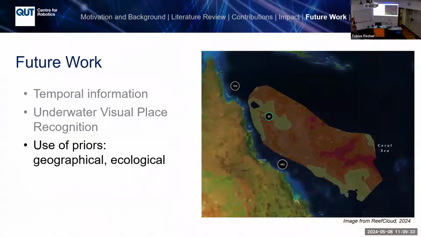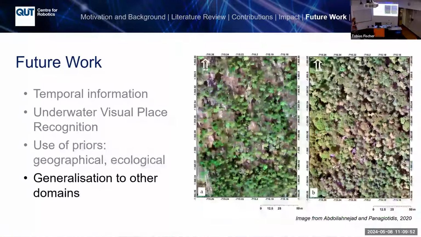I'm also interested in leveraging the large quantity of expert knowledge that we have available. So we know where different species tend to occur geographically. Potentially they'll have different visual characteristics based on where they are. So if we could incorporate this knowledge as priors in our approaches, that could also improve our performance.